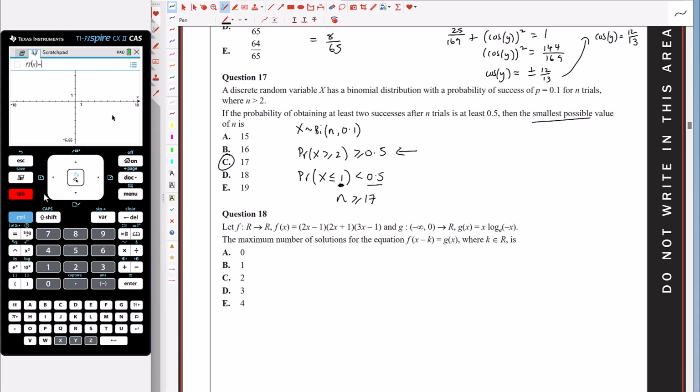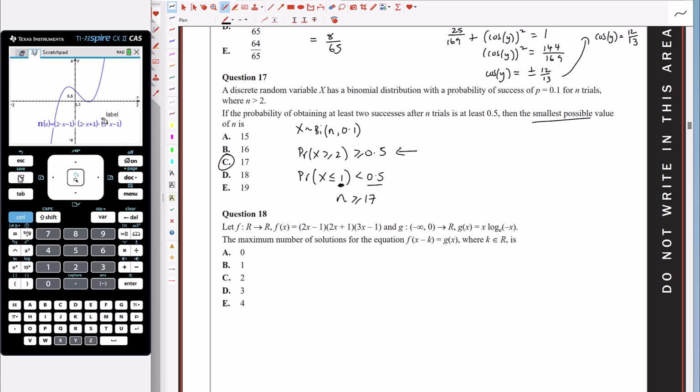So I'm going to draw 2x minus 1 times 2x plus 1 times 3x minus 1. So we're going to be quite close together there because those intercepts are at plus or minus a half and at a third. So I'm just going to bring these axes right in so we can see what's going on. We probably don't need this to be so low. Okay, you could play around with it a bit more if you want, but let's just go with that.